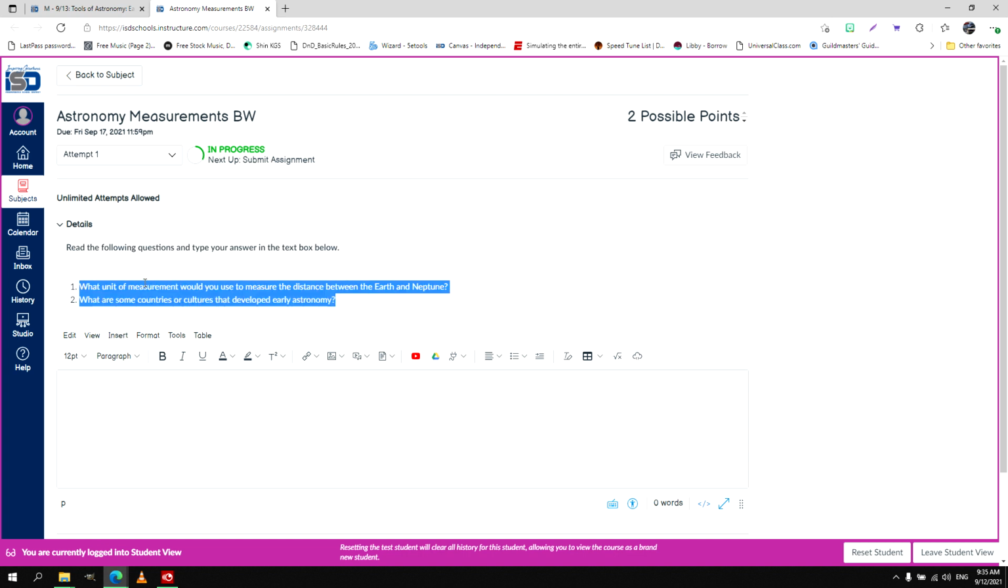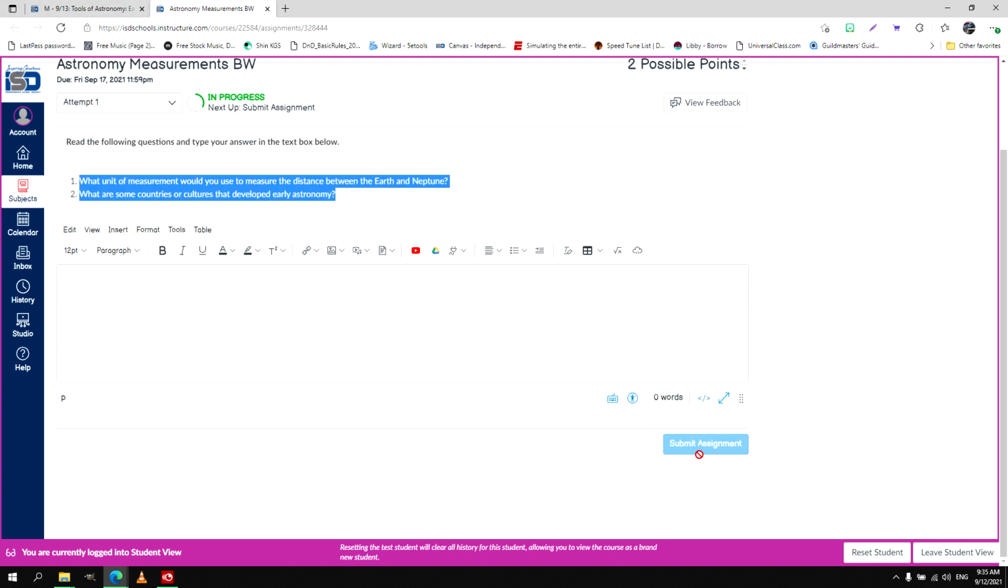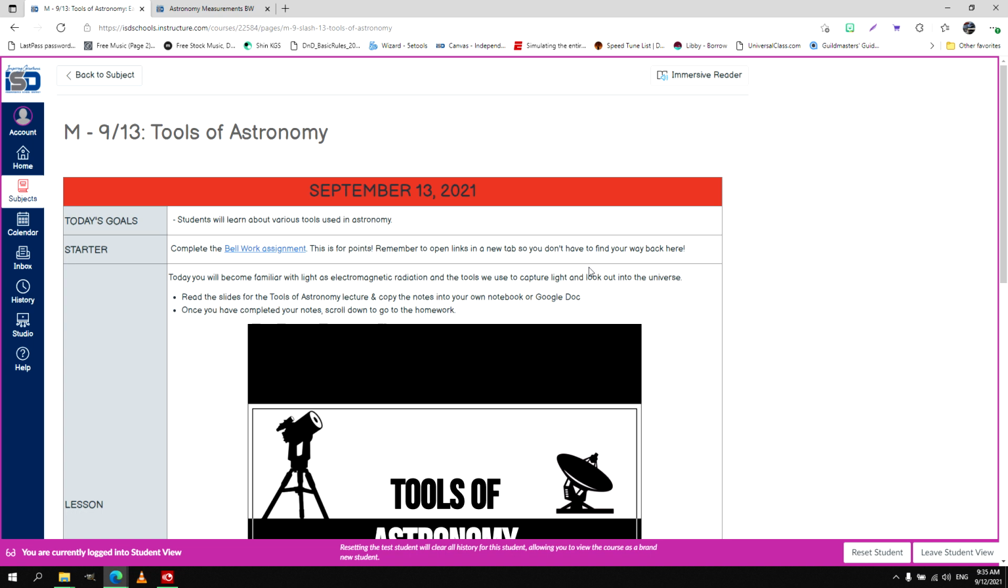What are the units of measurement? What unit of measurement would you use to measure the distance between Earth and Neptune? Remember that this is within the solar system, so what unit do you use for that? And then what are some countries and cultures that developed early astronomy? So answer both of those questions down here in the text box. You can just type number 1, number 2, and then come down here to submit and turn that in.